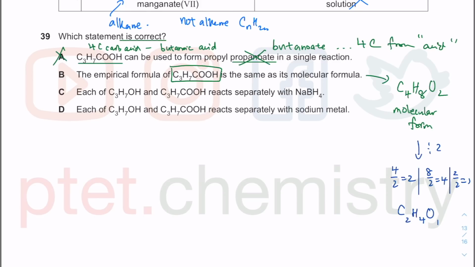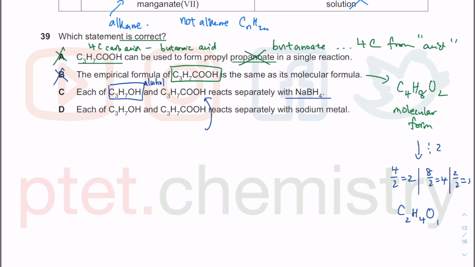So empirical formula is the same as molecular formula. That is not true. I've just shown that it can be further simplified. Now what else? This is alcohol. So alcohol cannot be reduced any further. In fact, carboxylic acid cannot be reduced with sodium borohydride.